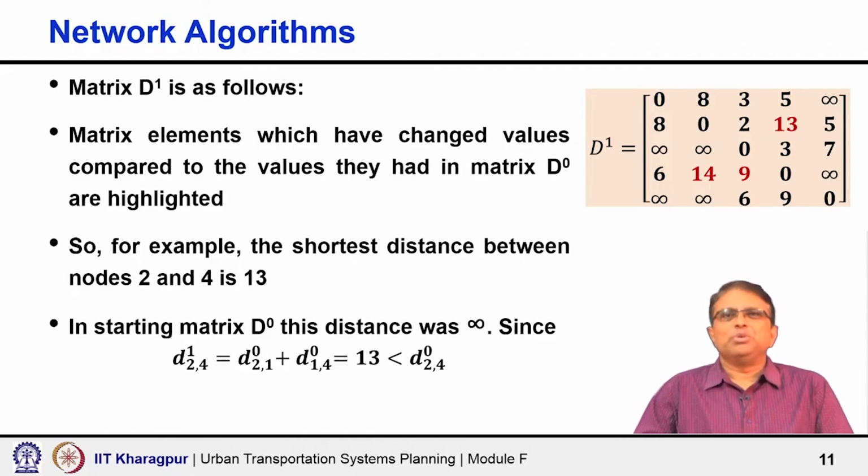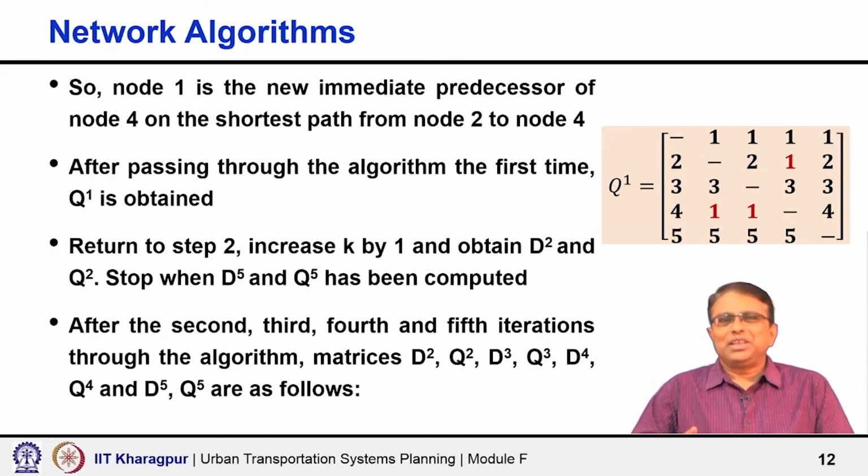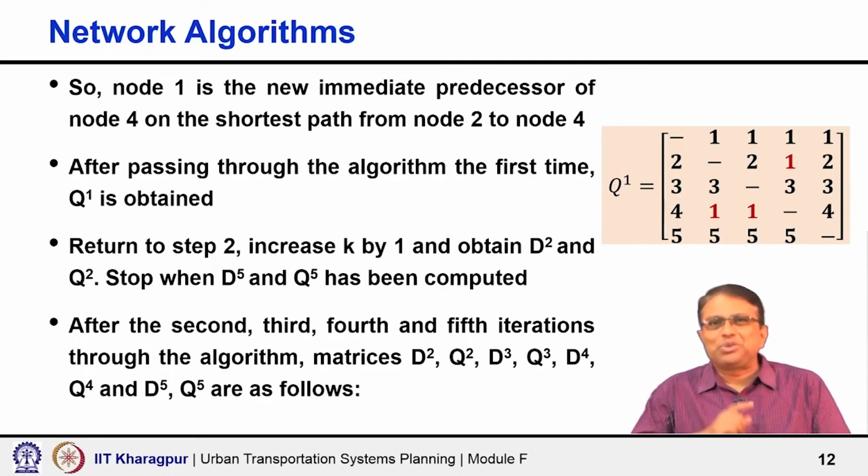So, my D1 matrix is available. Now, why has the distance changed in these cells? Because we discovered that if I travel through 1, then to all these nodes whose distances are shown in red, I am able to reduce my cost. So, obviously, I have updated. The predecessors are also updated. You can see in the corresponding cell the predecessor node has become 1, because my k was 1.